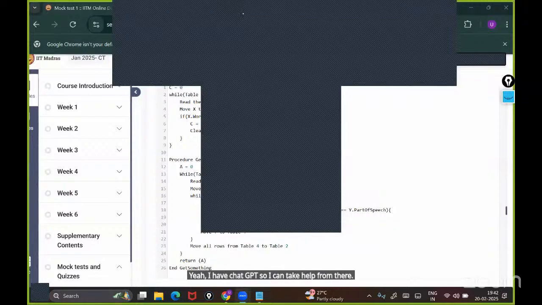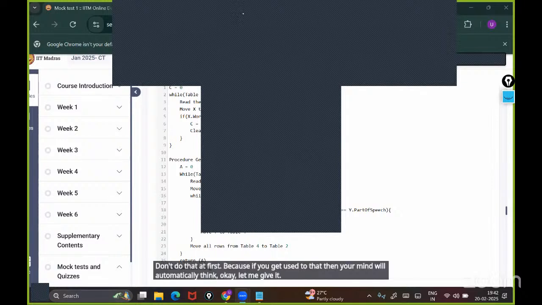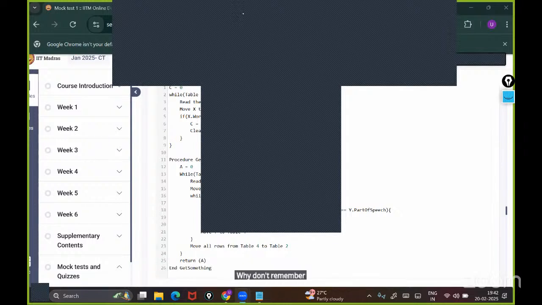Hey, you cannot use it in exams, right? No, I'm not using it in exams. I'll use it only for understanding the concept or the code. Don't do that at first, because if you get used to that, your mind will automatically think, okay, let me use it. I practice 3 or 4 times myself, then I'll do it. It's a cheat code. If you're practicing, don't use it now, because you'll get used to it. Like a kind of addiction. Okay, ma'am, I'll not use it.